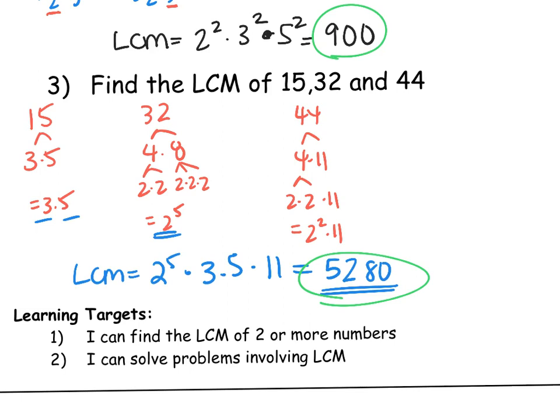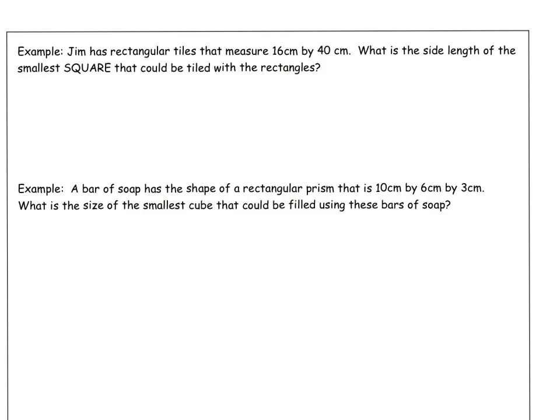All right, let's look at the next example. So we can do word problems, and these word problems are ones that kind of involve skip counting. So this says Jim has a rectangular tile that measures 16 by 40. What is the side length of the smallest square that he could tile with those rectangles? So basically, if you were to draw a little picture of this, I've got a rectangle that's 16 by 40, and he wants it to fit into a square.